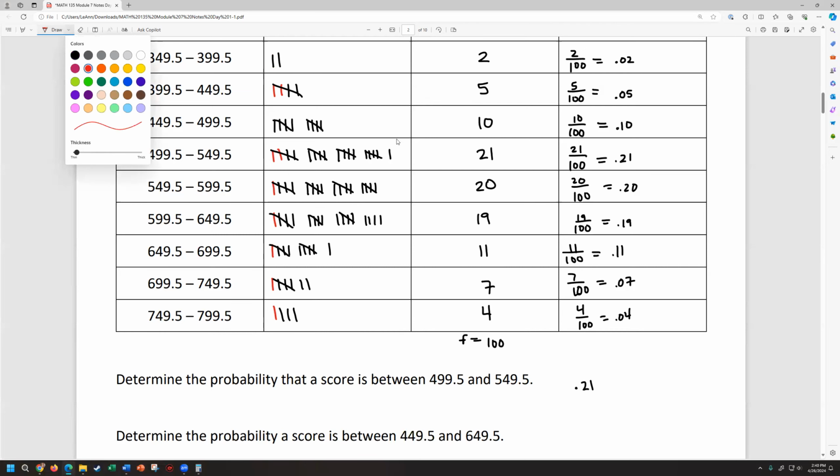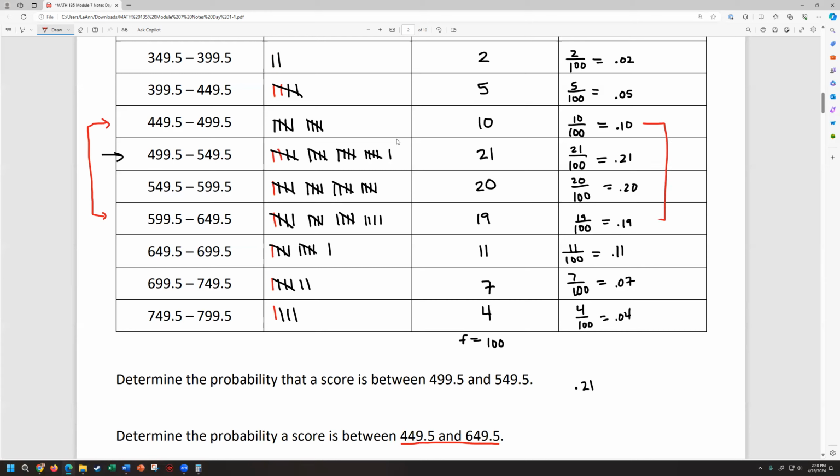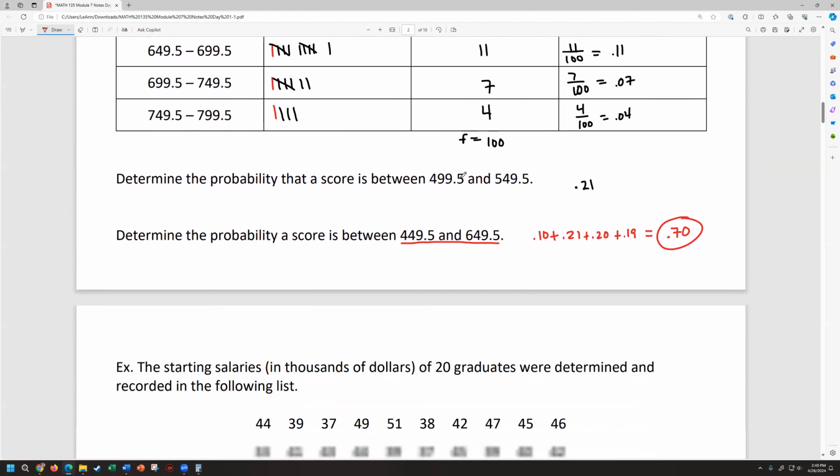For the next one, we're looking at what's the probability that we're between 449 and 649.5. So that's more than one. That's this region all the way down to this one. So notice this is the lowest boundary up to the highest boundary. So we would need to add all of the probabilities for those 4 rows. So that's 0.10 plus 0.21 plus 0.20 plus 0.19. And I believe if you double check me on your calculator, that should equal 0.70. So there is that probability.